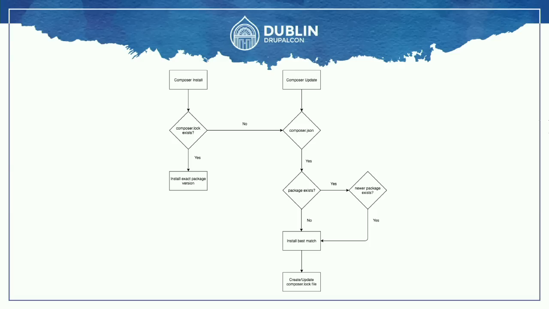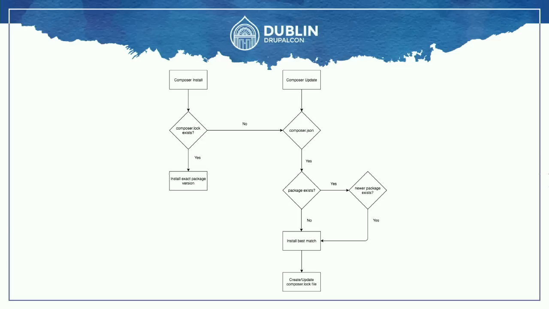Composer install is going to first look at your composer.lock file. If it doesn't exist, it's going to act as if it's composer update. If it does exist, it's going to just ensure that your library version is that exact version. If you run update, it's going to look at composer.json first, and if there's a later version that matches your constraints, it'll then pull it down and update your composer.lock file.